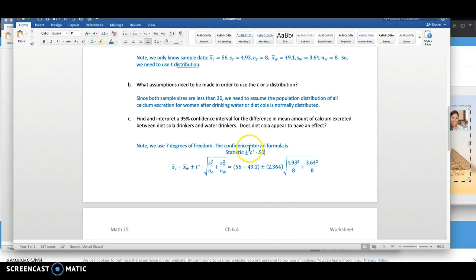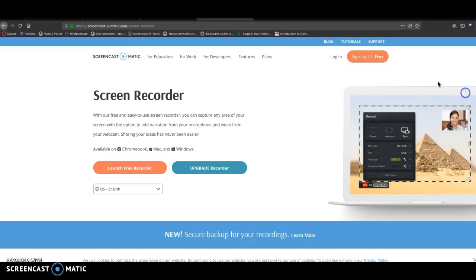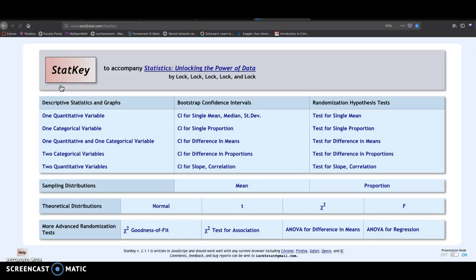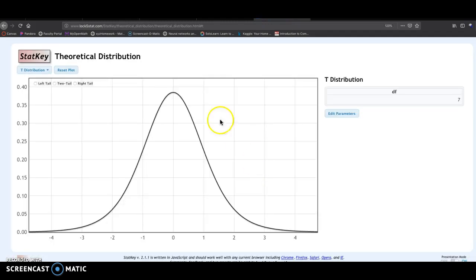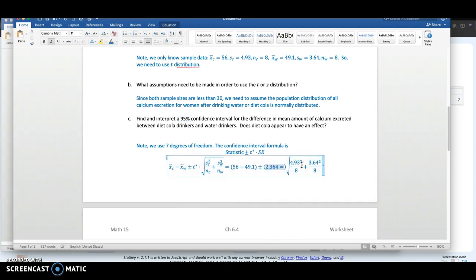I do want to make a very quick note. How do we get this t star? T star is 2.364. If you want to get this t star, we're looking at a 95% confidence interval. So if I go to the stat key, here, click on T for theoretical distribution. We're in 7 degrees of freedom. Click on two tail. Make sure I have 0.95 in the middle. And here we get 2.365. Oops, so again, a little typo. That should be 2.365, not 2.364.